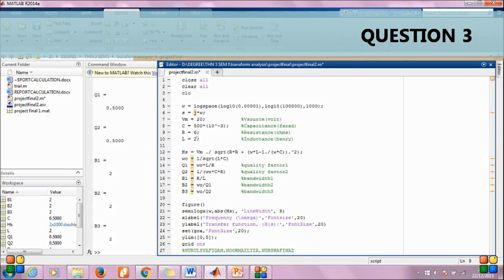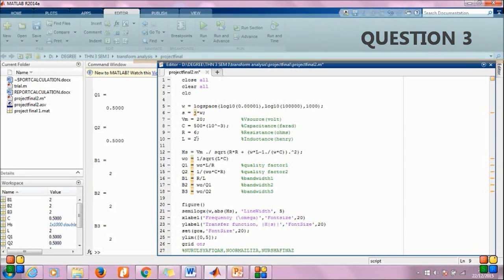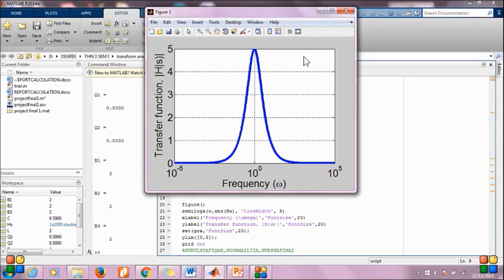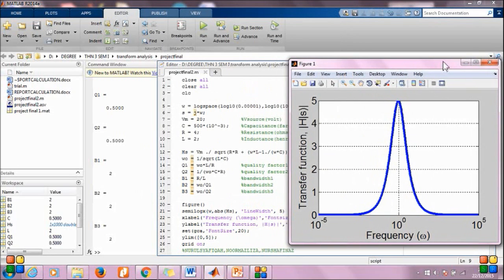Next, for the last one, Q3, we reduce again the value of resistance from 6 to 4 ohm. Then we run the code. So we get the waveform of the transfer function Is versus frequency.